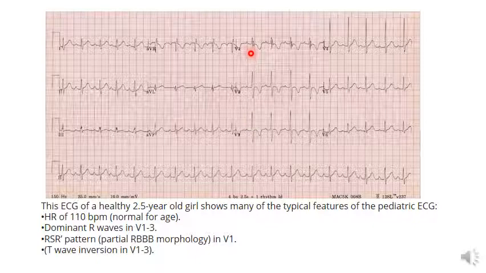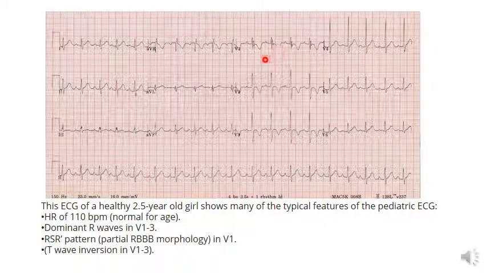The dominant R wave in V1, you see here the R wave in V1, V2, V3 dominant. RSR pattern, especially in V1, you see here a partial right bundle branch block in V1, and T wave inversion, as I told you, in right chest leads, here and here. This T wave inversion is a normal finding, while in older children and adults it is abnormal.